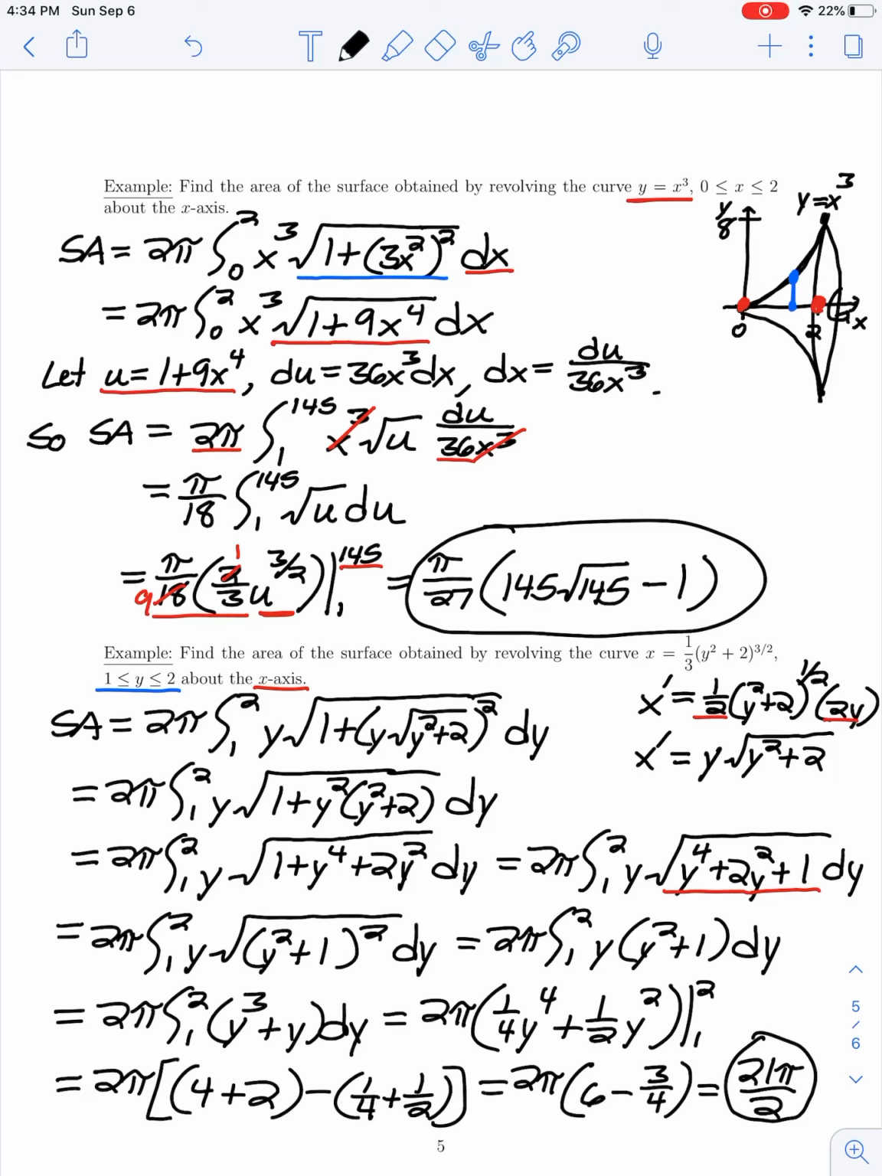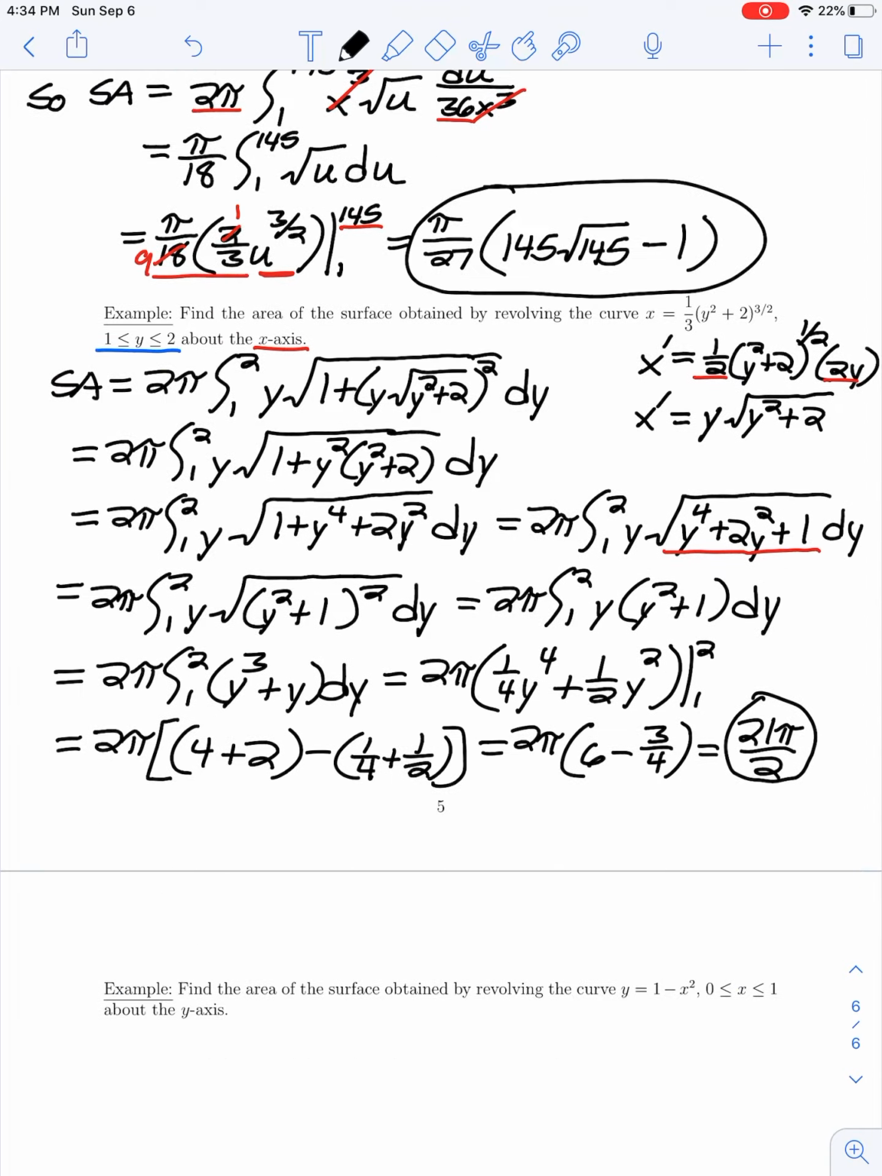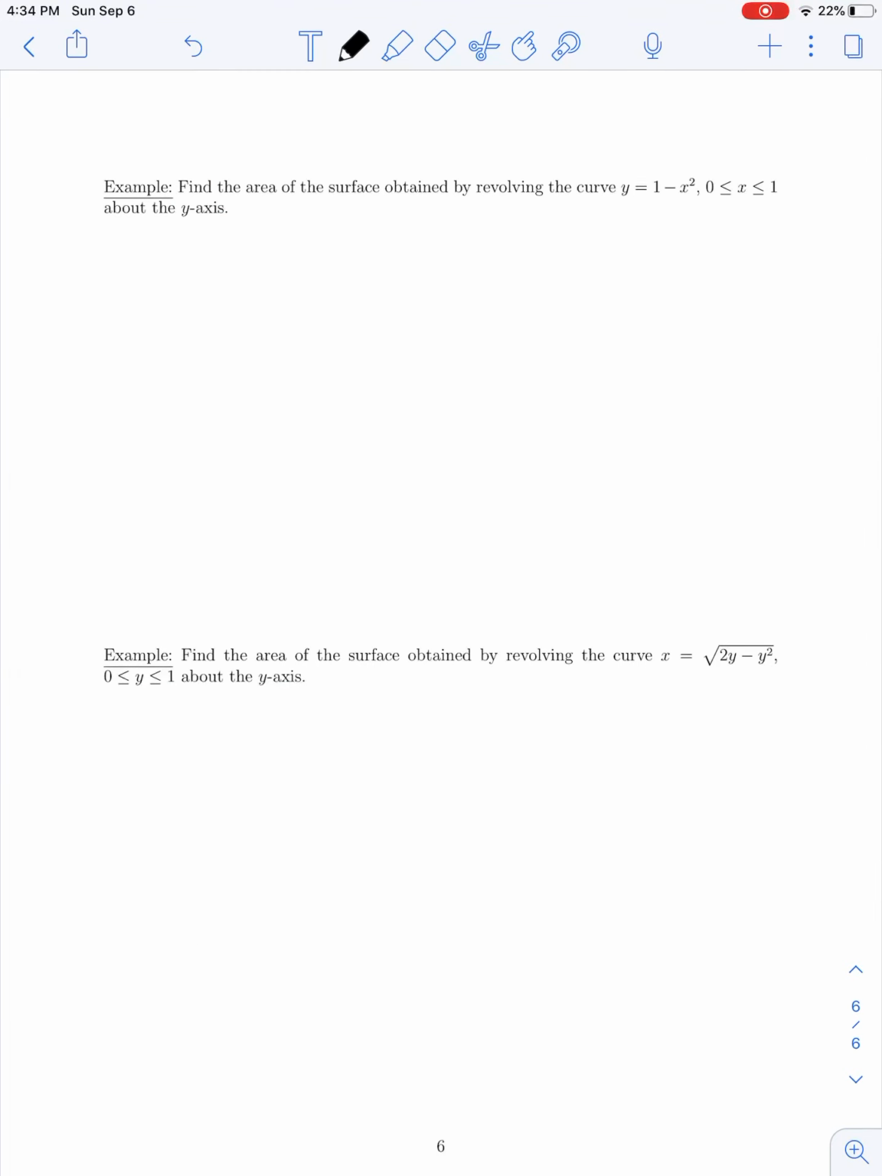So in these first two examples, we're calculating the area of a surface obtained by either revolving the graph of a function of x or a function of y about the x-axis. So let's look at some other examples with revolution about the y-axis. So in this next problem, we're asked to find the area of the surface obtained by revolving the curve y equals 1 minus x squared from x equals 0 to 1 about the y-axis. So this function is pretty simple. We could actually sketch what we're looking at here.